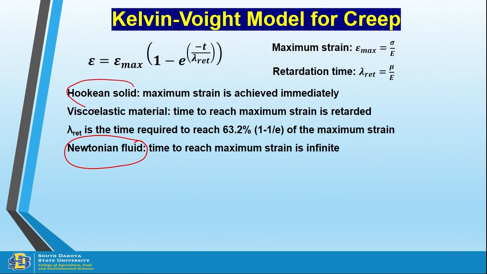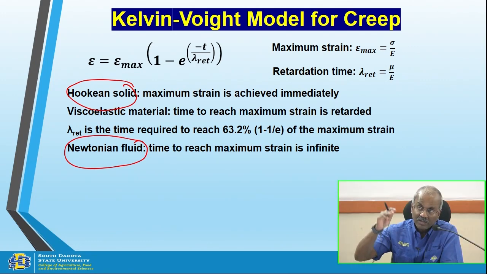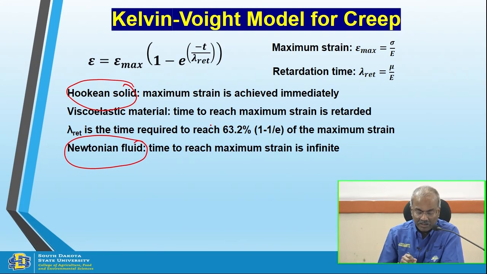A Hookean solid, or spring component, when you apply the force, depending upon the spring constant, will immediately achieve the maximum strain. So when you have a combination of the two, the time to reach the maximum strain is retarded, so only 63.2% of the maximum strain will be achieved in the case of creep.